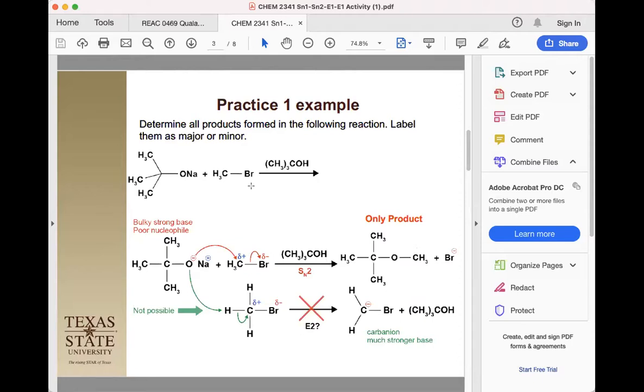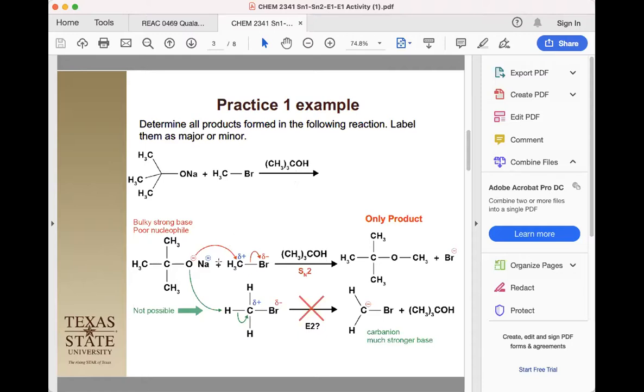Because we have a protic solvent, E1 and SN1 are possible, but we have a strong base. So that eliminates E1 and SN1 as a product because we have a strong base here, okay? Now, so let's look at SN2 and E2.